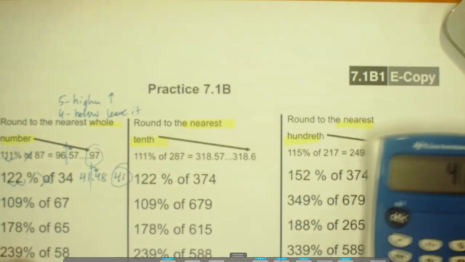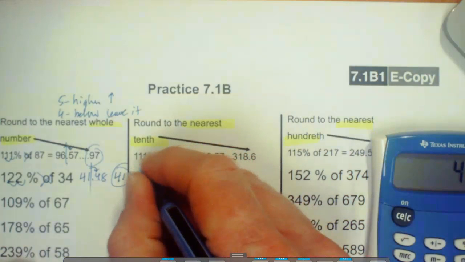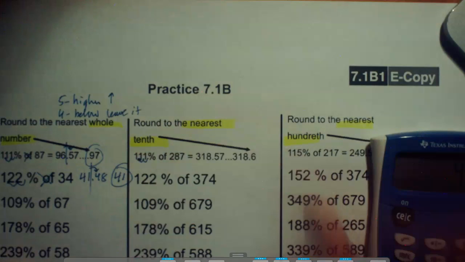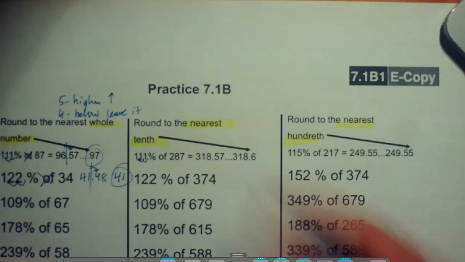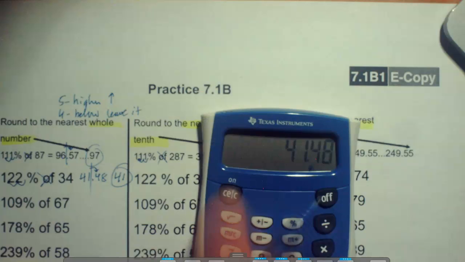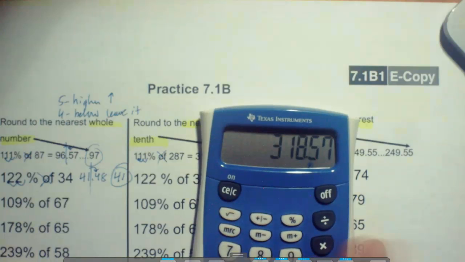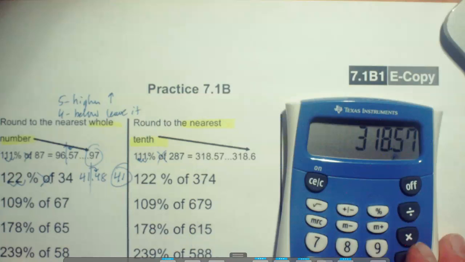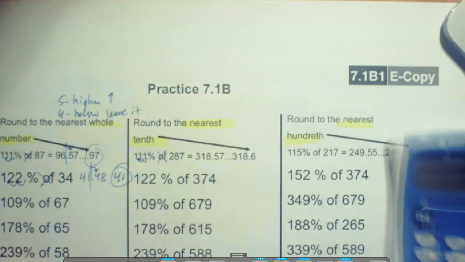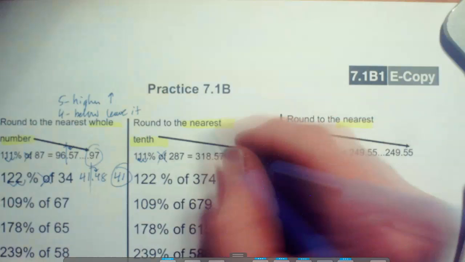Here we have 111% of 287, so let's just move the decimal point 2 places again. And we've got 1.11. We're going to multiply that times 287, so let's do it. 1.11 times 287 equals 318.57. Let's double check it. Yep, we got 318.57.